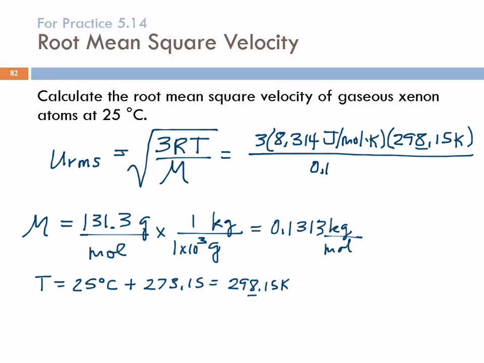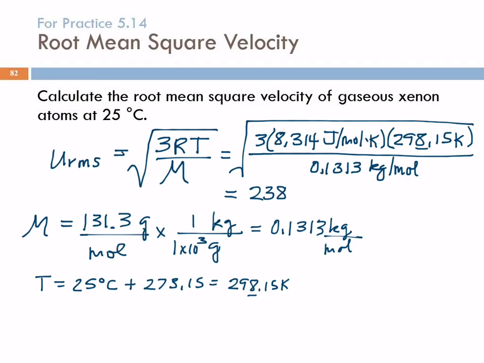So 0.1313 kilograms per mole. And it's the square root of all of that. So when I do that on my calculator, I end up with, should have, I guess, 3 significant figures, 238.